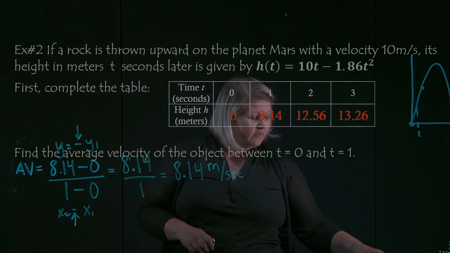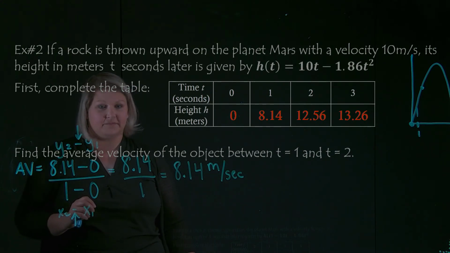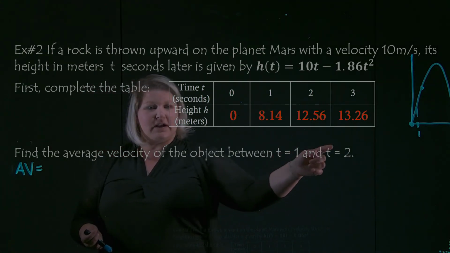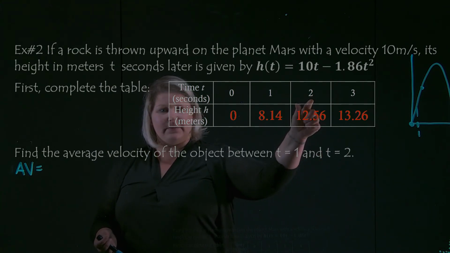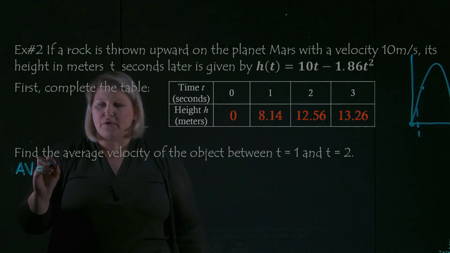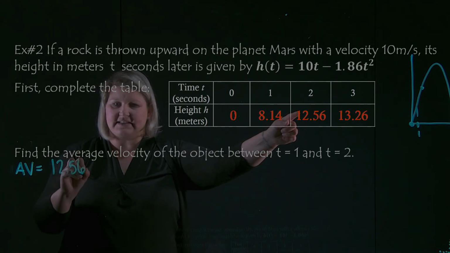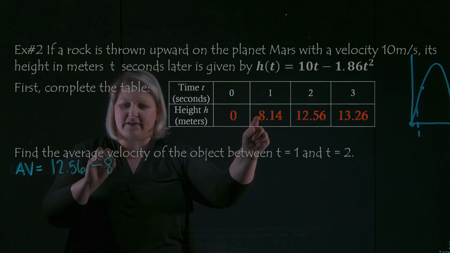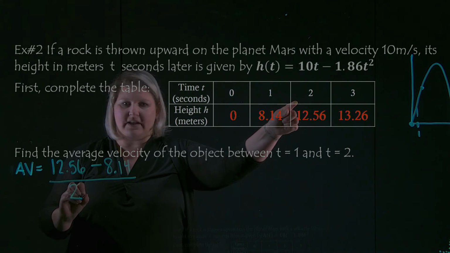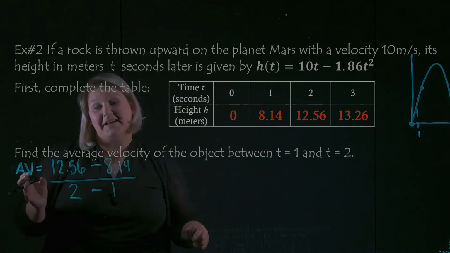All right, now for the next problem, we're going to find an average velocity between two different values. I'm going to find the average velocity of the object between t equals 1 and t equals 2. T equals 2 is this set of values, t equals 1 is this set of values. For t equals 2, I'm going to take the output value first, 12.56, and subtract from it the output value of t equals 1. Then I take the t-coordinate of t equals 2 and subtract t equals 1.